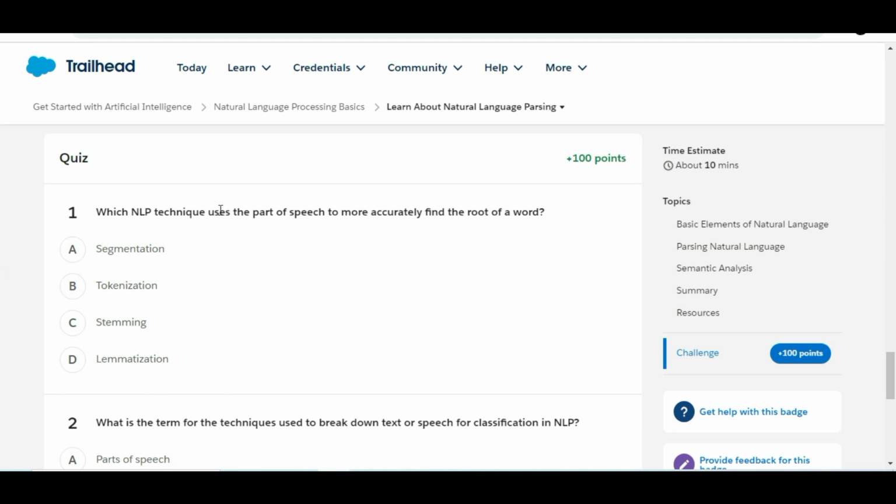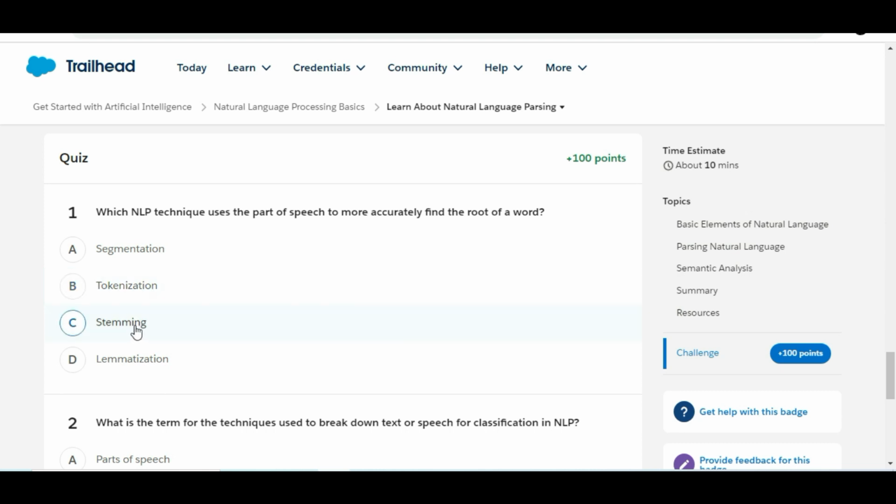Which natural language processing technique uses the part of speech to more accurately find the root of a word? Segmentation, this is false. Segmentation is used to divide the large text into smaller parts and is used to organize text for further analysis. Second option is tokenization. This is also false. In tokenization, sentences are split into individual words called tokens.